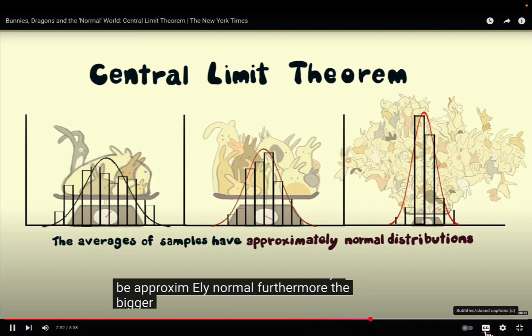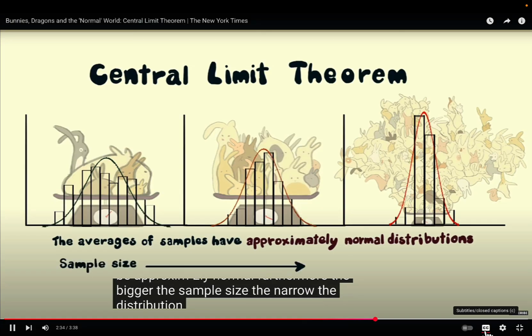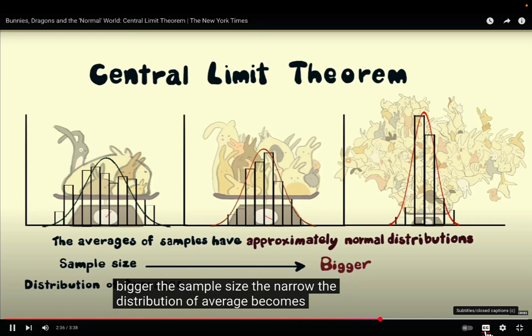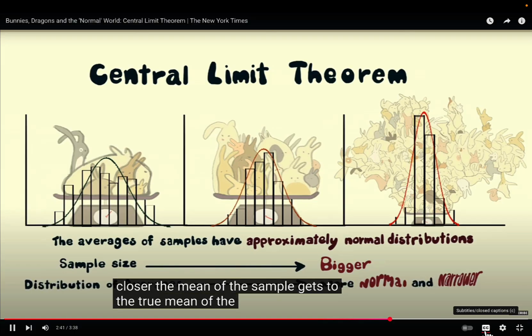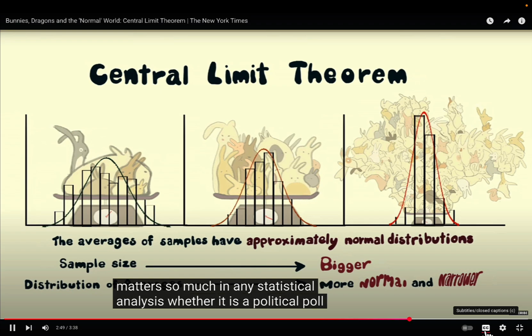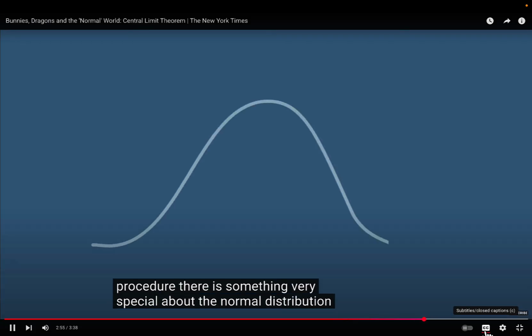Furthermore, the bigger the sample size, the narrower the distribution of average becomes, and the closer the mean of the sample gets to the true mean of the population. This is why sample size matters so much in any statistical analysis, whether it is a political poll or evaluation of a medical procedure. There is something very special about the normal distribution.